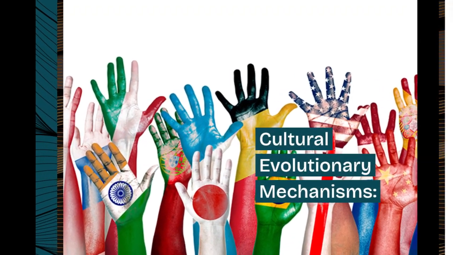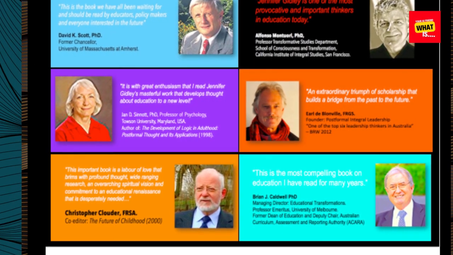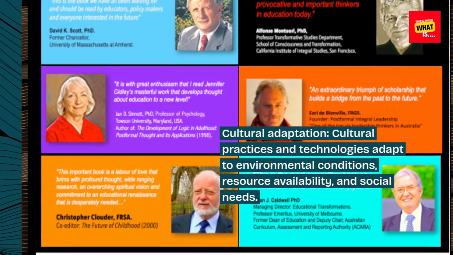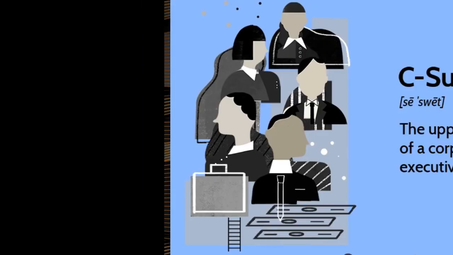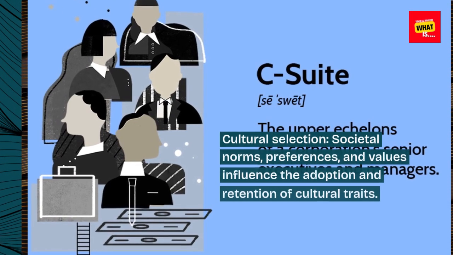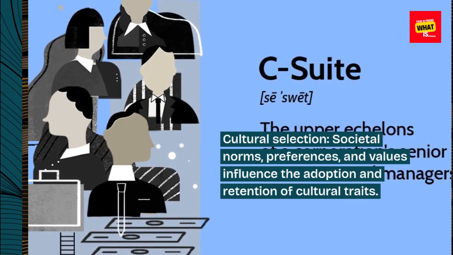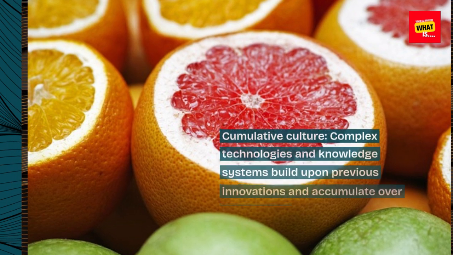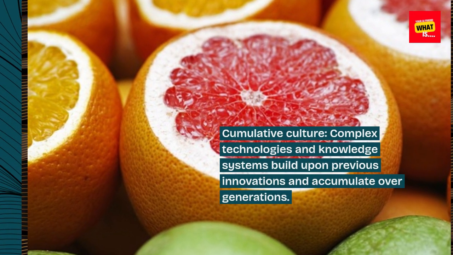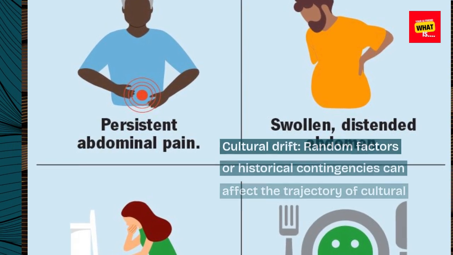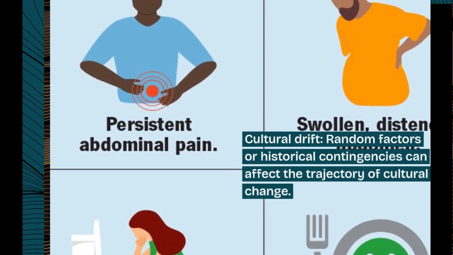Cultural evolutionary mechanisms. Several mechanisms shape cultural evolution, including cultural adaptation. Cultural practices and technologies adapt to environmental conditions, resource availability, and social needs. Cultural selection. Societal norms, preferences, and values influence the adoption and retention of cultural traits. Cumulative culture. Complex technologies and knowledge systems build upon previous innovations and accumulate over generations. Cultural drift. Random factors or historical contingencies can affect the trajectory of cultural change.